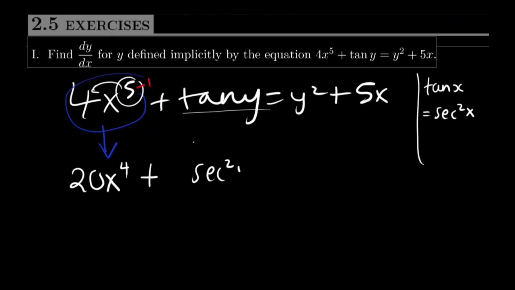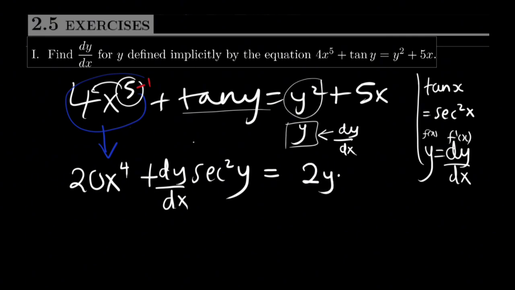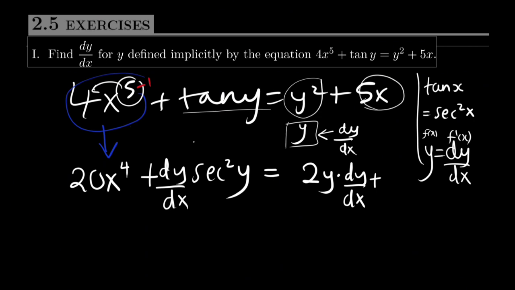10. But one thing to keep in mind, whenever you derive a y function or an individual number with y, you have to add dy over dx, because the derivative of y is dy over dx. So we'll have here 10 with dy over dx equals to, the derivative of y^2 is 2y, but also with dy over dx. And then here we will derive 5x, which will give us 5.